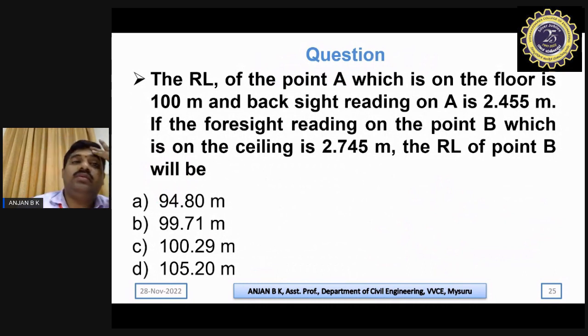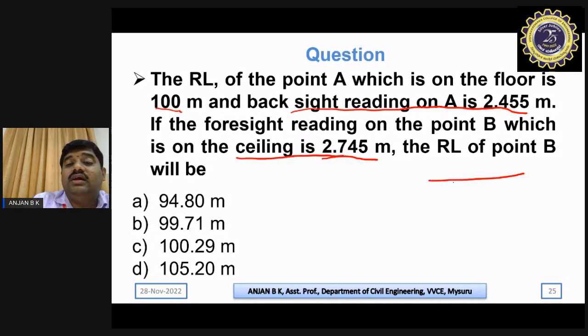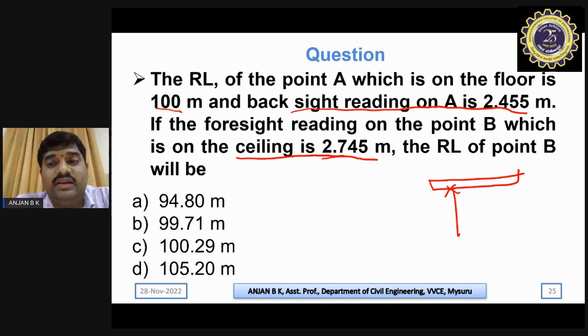So here is a problem. The RL of the point A, which is on the floor, is 100 meter and the backside reading is 2.455 meter. If the foresight reading on the point B, which is on the ceiling, is 2.745 meter, then the RL of the point B is? If you're holding the leveling staff at the ceiling, you will be holding it upside down. So your leveling staff is not grounded on the ground, it will be upside. That reading you have to take as negative.